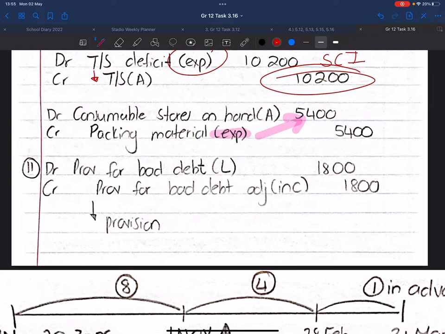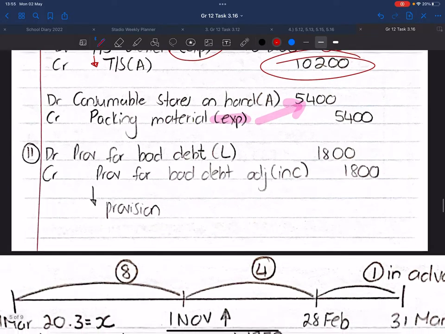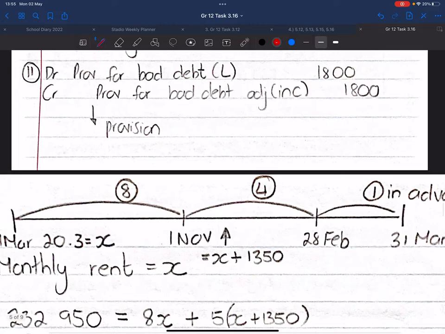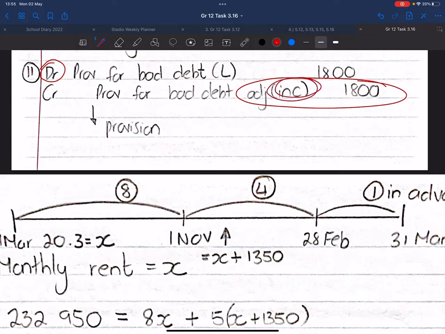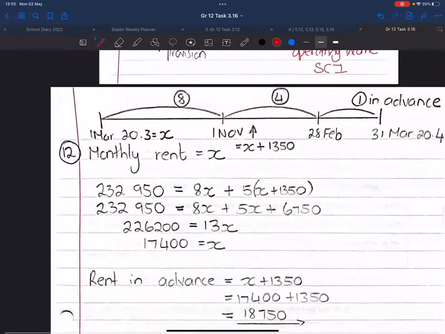Okay, number 11, the provision for bad debts is to be decreased by 1,800. So you then decrease your provision by debiting it, and your adjustment is then credited, which is an income in the business. So it goes under operating income in the statement of comprehensive income.